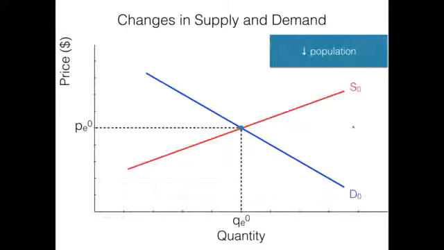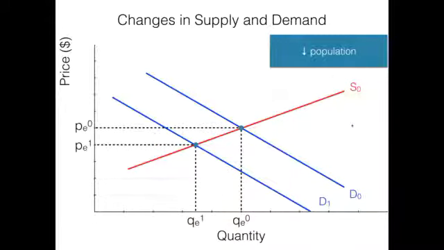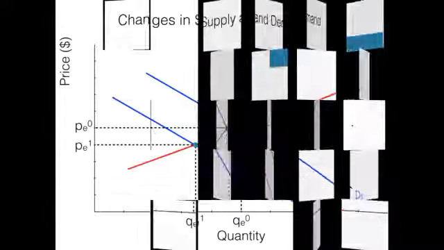On the other hand, if we see a decrease in the population, this will cause the demand curve to shift to the left. The equilibrium price and quantity for this particular product will fall.